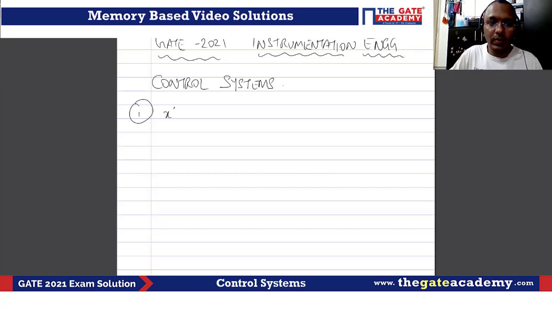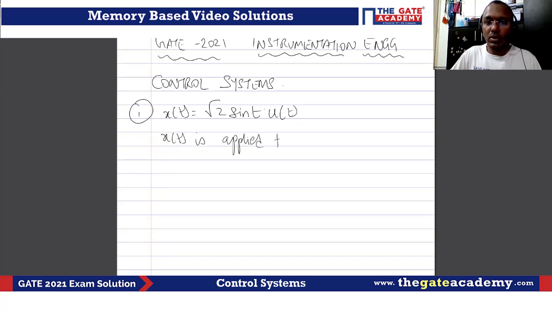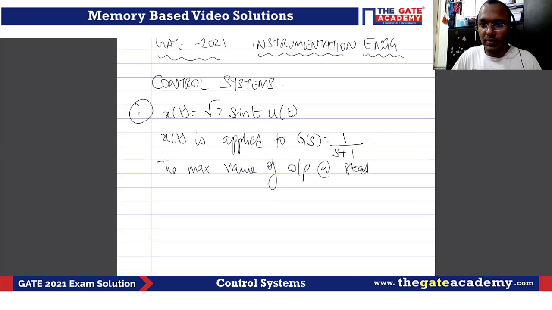X of t is given by root 2 sine t u of t. X of t is applied to g of s equal to 1 by s plus 1. The maximum value of output at steady state is. This is the question. So let's start solving this.